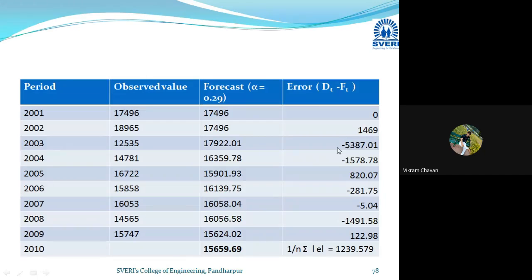Okay. Next, calculate the error. Actual demand minus forecasted demand. That will be minus 5,387.01. Whether you are getting the same value, minus 5,387.